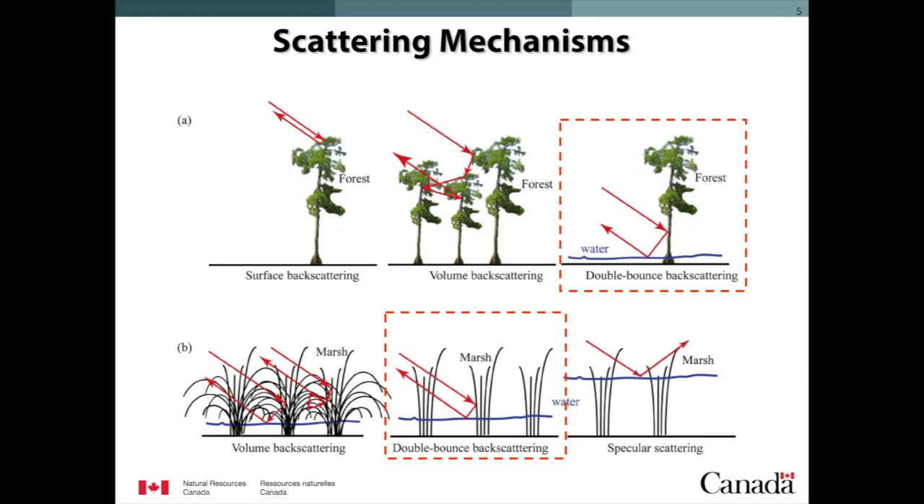And it's often important to understand these different scattering mechanisms. On the top, it's illustrated for an upland forest type of environment, and in the bottom for a wetland environment. And in the wetland environment in particular, you can get that double bounce scattering between the water surface and the flooded vegetation. And that does a couple of things. First of all, it creates a bright target, which makes it easy to discriminate. And secondly, you can use that phase information to get at water level. And we're going to talk about that a little later.